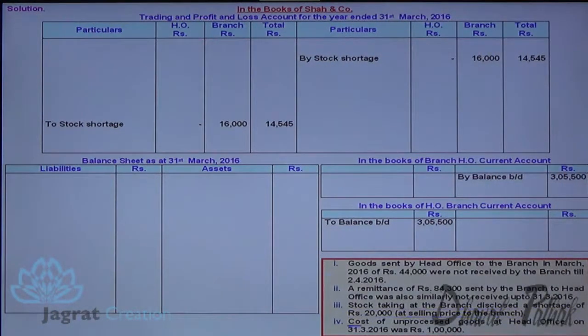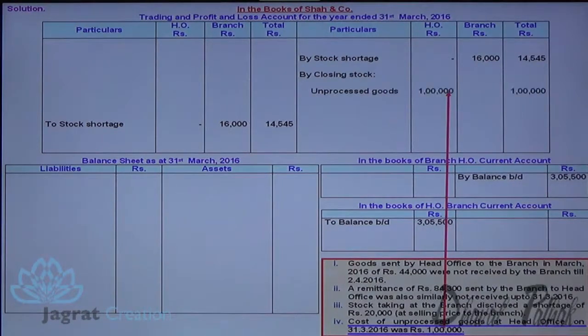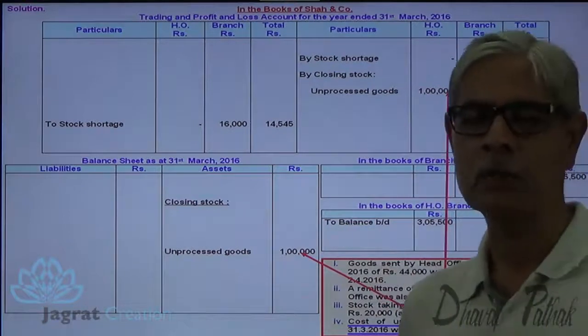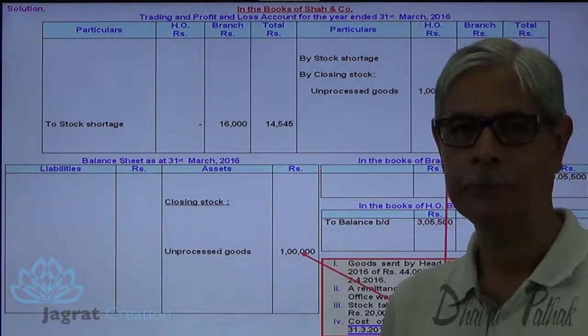Now, fourth adjustment, unprocessed goods, 1 lakh. This is a stock of raw material. Trading account of HO is to be credited and it will appear on the balance sheet asset side, closing stock, unprocessed goods, 1 lakh. This is how the 4 adjustments are taken care of.